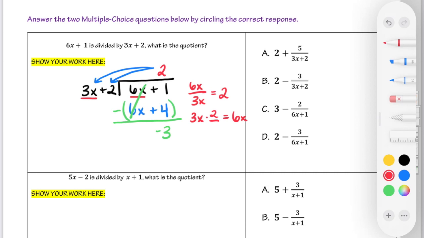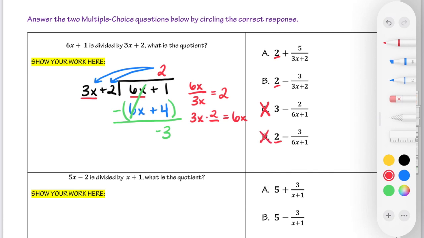Okay, so then my answer should be 2 plus -3 over 3x plus 2. I can also write that as 2 minus 3 over 3x plus 2. So the number on top is always my whole number. So like this, it's definitely not C because we got a 2 on top. And then my remainder is left over top of what I was dividing by. So the -3 should be divided by the 3x plus 2.